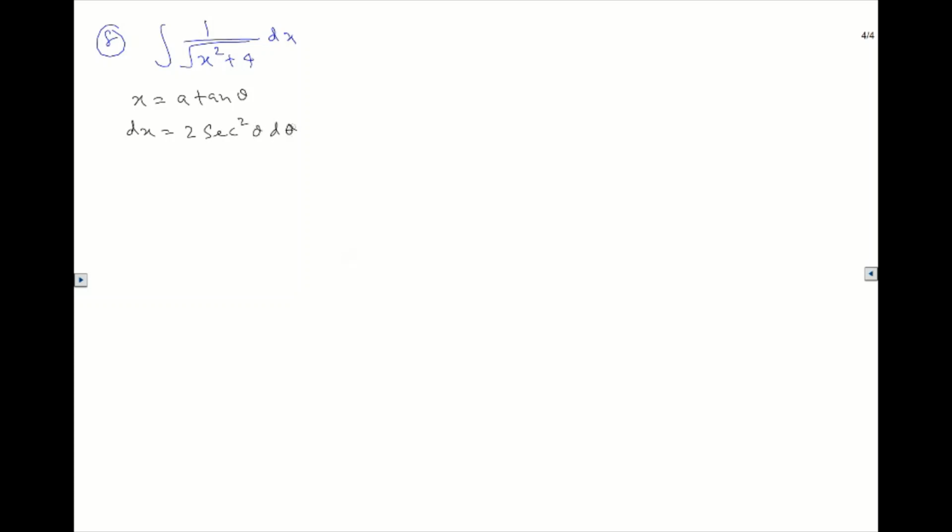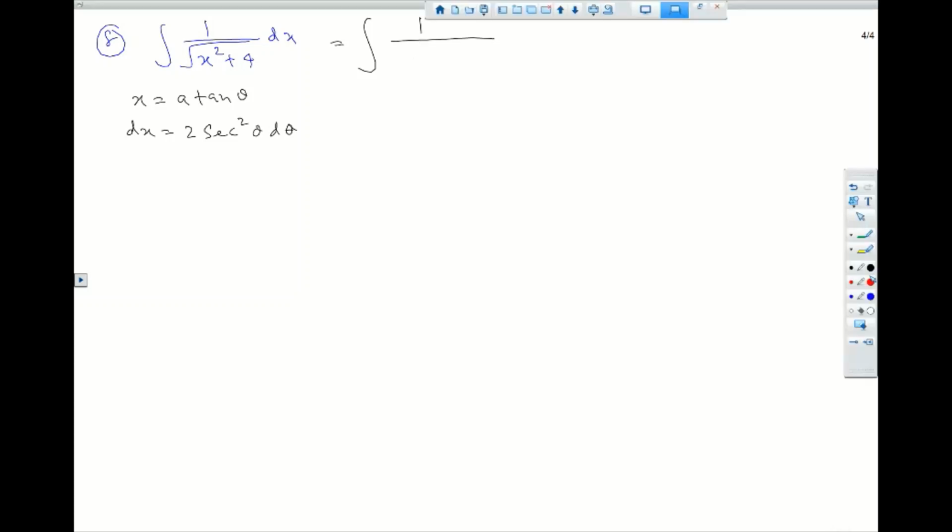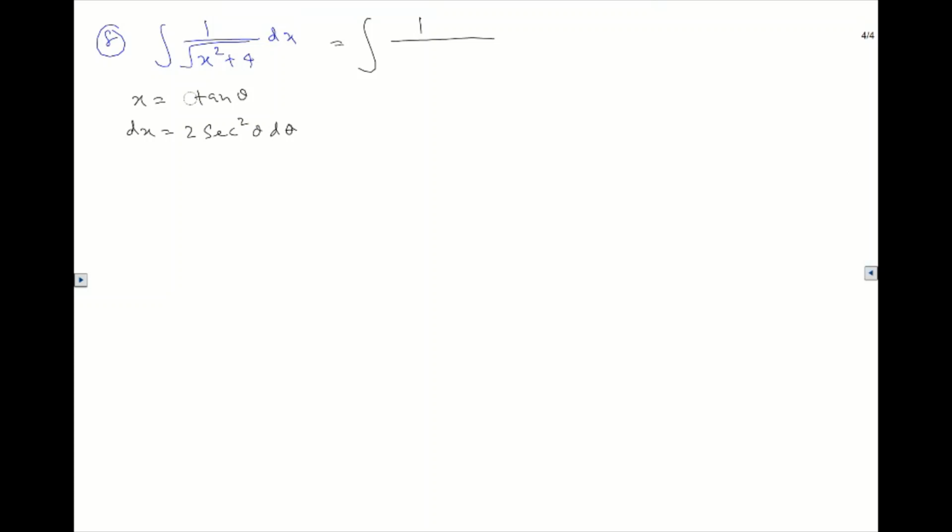So that's what happened. Now let's plug them in. We're going to substitute for x and dx both. So it's going to be 1 over the square root of, if you substitute x equals 2 tan theta, so that means you're going to get 4 tan squared theta plus 4, and dx equals 2 secant squared theta d theta. So let's simplify.